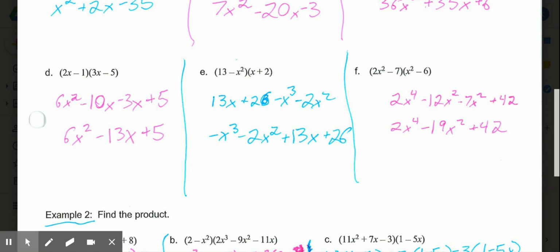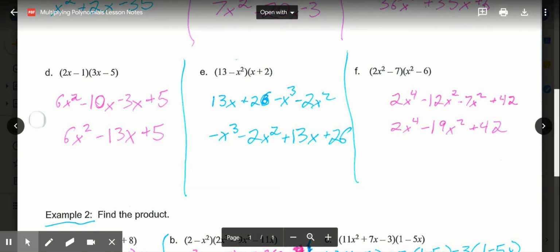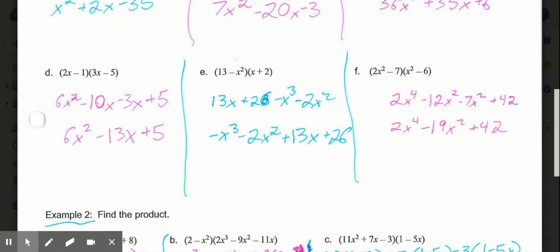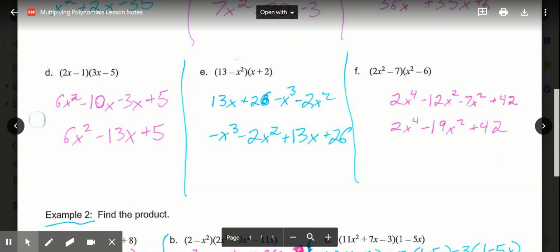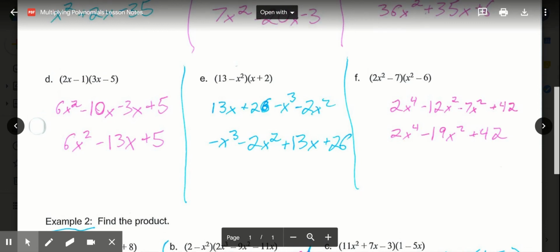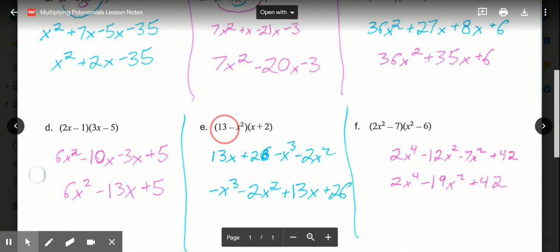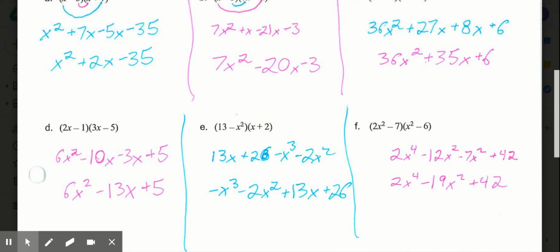Inner, negative 7 and x squared gives us minus 7x squared. And last, negative 6 and negative 7 gives us a positive 42. Combine like terms, 2x to the fourth minus 19x squared by combining these two, plus 42. So the FOIL method always works when we have 2 binomials.